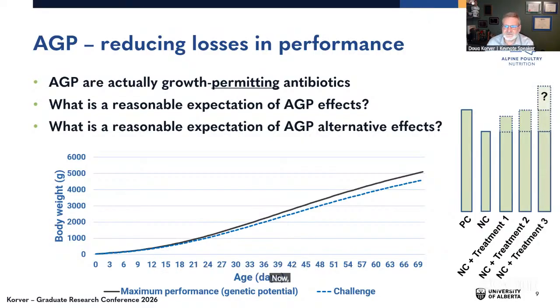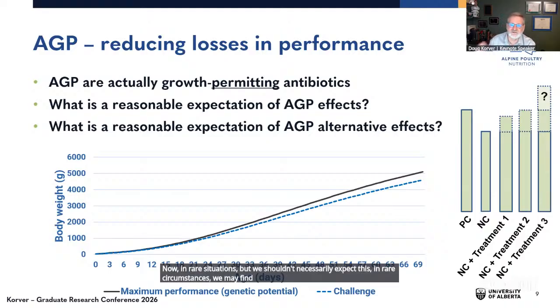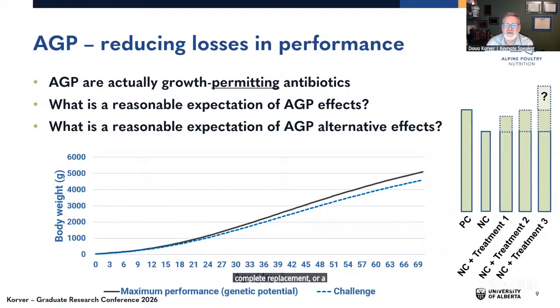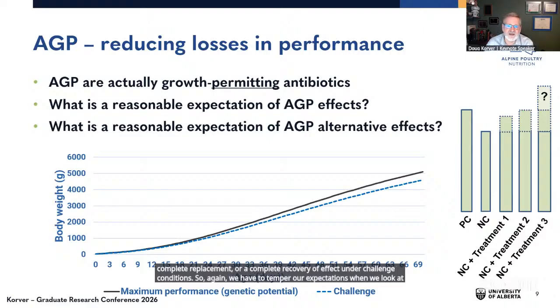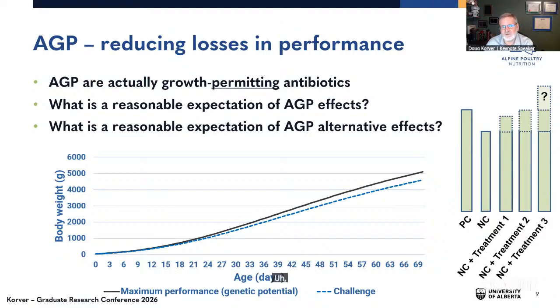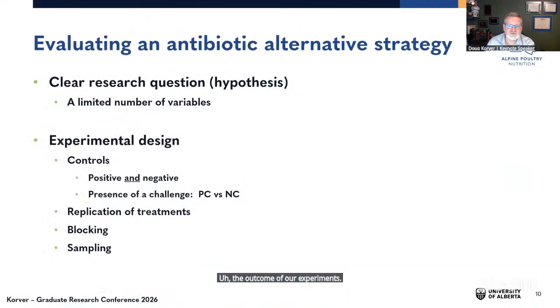Now, in rare circumstances, but we shouldn't necessarily expect this, we may find our alternate strategy performs better under our challenge conditions than the positive control. But again, we're looking at antibiotic alternatives, antibiotic replacements. And so usually the best that we can hope for is a complete replacement or a complete recovery of effect under challenge conditions. So again, we have to temper our expectations when we look at evaluating the outcome of our experiments. So how do we do that?